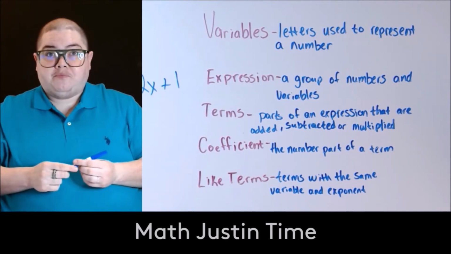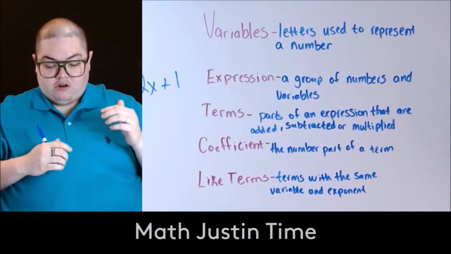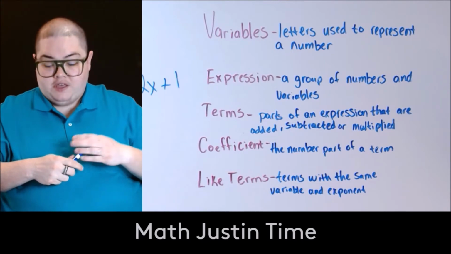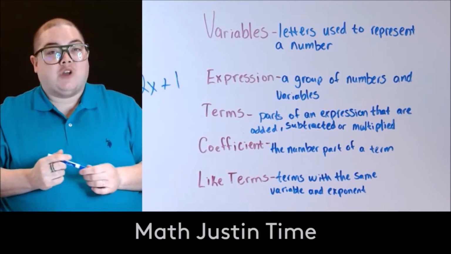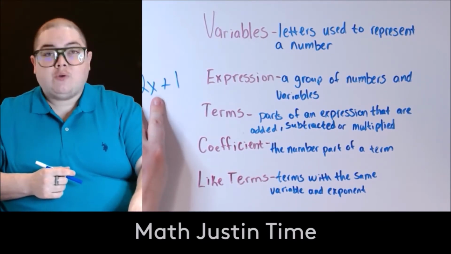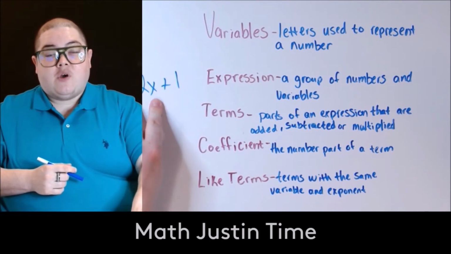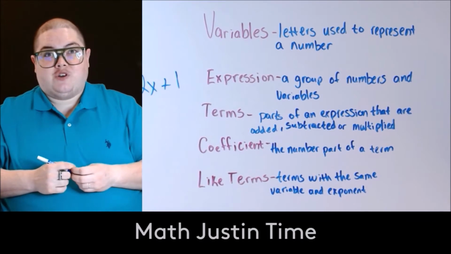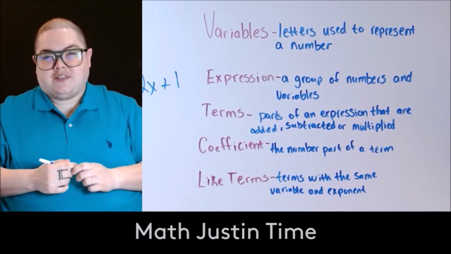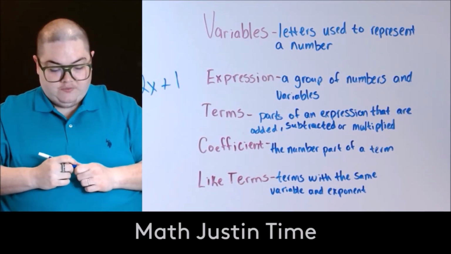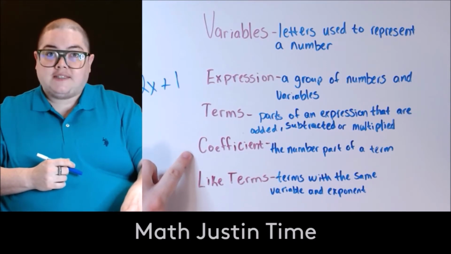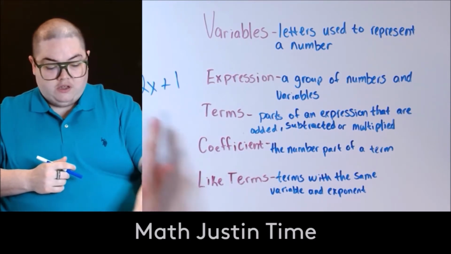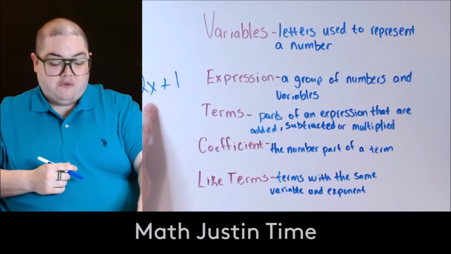A term. A term is a part of the expression that is added, subtracted, or multiplied. So 2x is a term within this expression, and 1 is also a term. Don't worry, we'll go over several examples so that we can understand this. Coefficients, that's the number part of a term. So if you have 2x, the coefficient is 2.